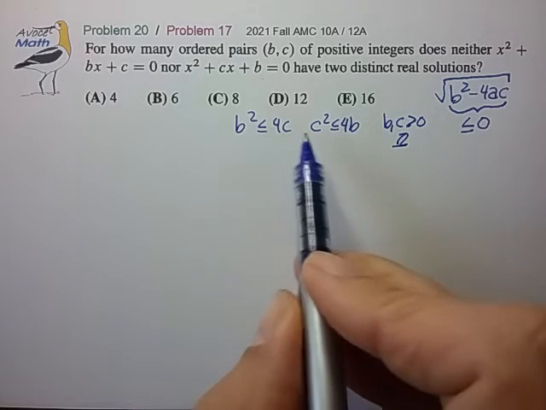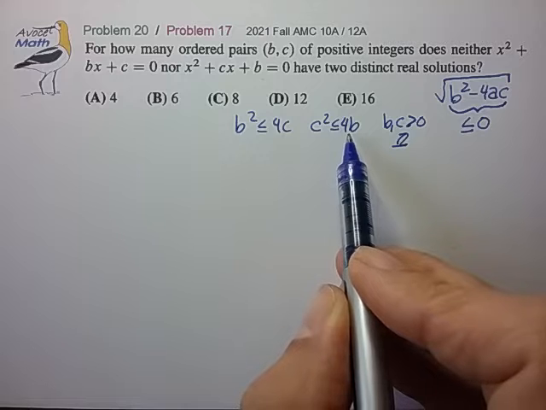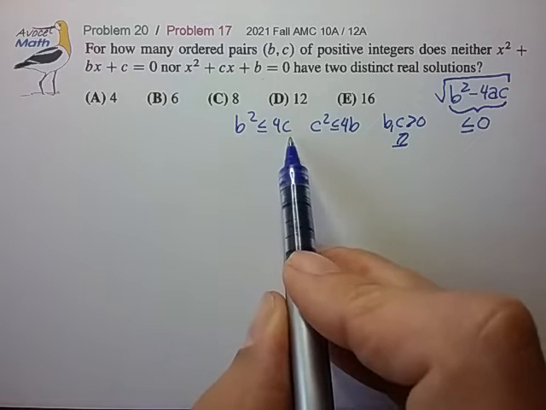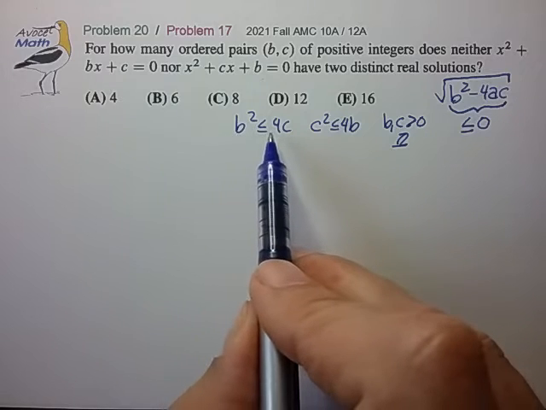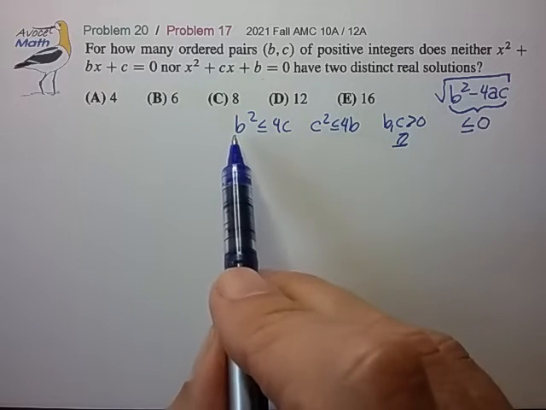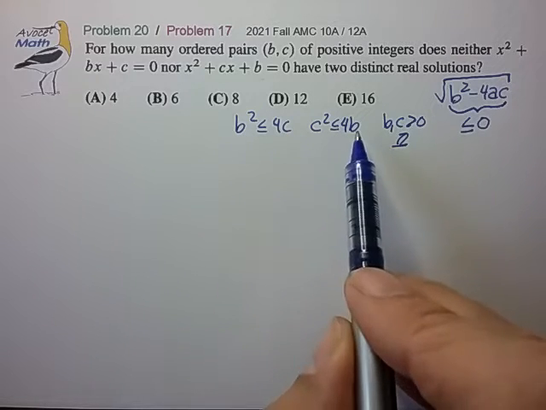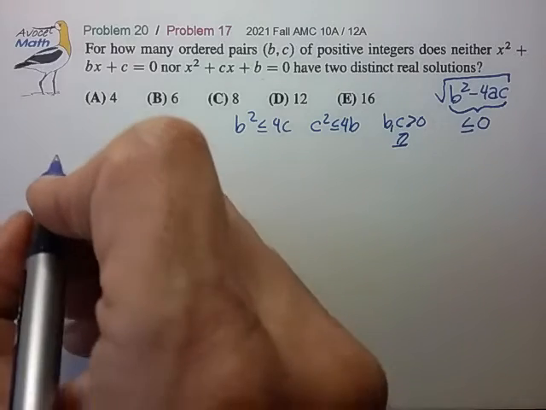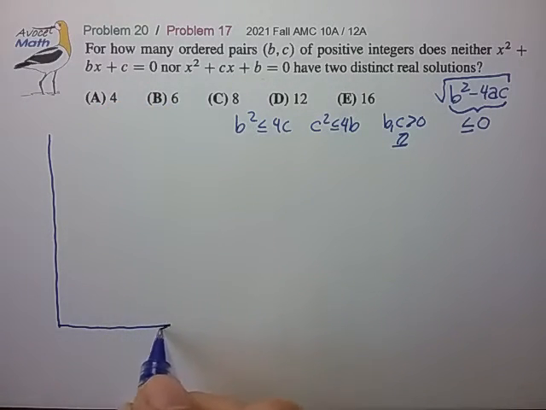Great, so how do we satisfy both of these sets of inequalities for positive integers b and c? That's kind of the crux of the problem. I noticed that since these are symmetric in a way, it seems as though b equal to c might be one set of solutions. So let me just try to examine that to get a feel for how this might work.